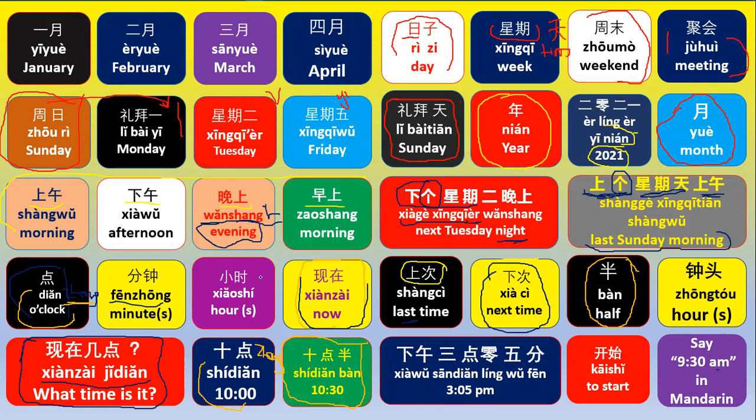We left hours. Hours is 小时 and 钟头. The 小时 is more popular. And then we left out 开始, which is to start. So the reason why we are learning all these words is because you can actually start a conversation with someone and invite them over for a meeting. You can tell them 聚会开始. And then you tell them time, and then you can also tell them the day. You can also tell them the minutes and the hour.